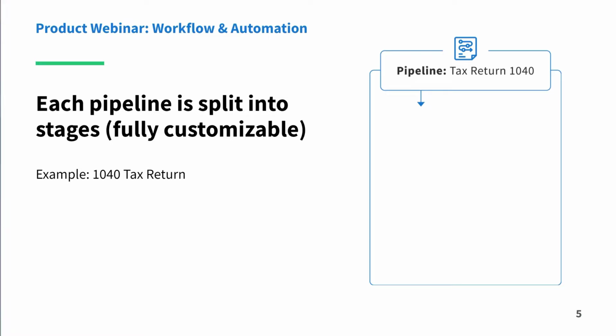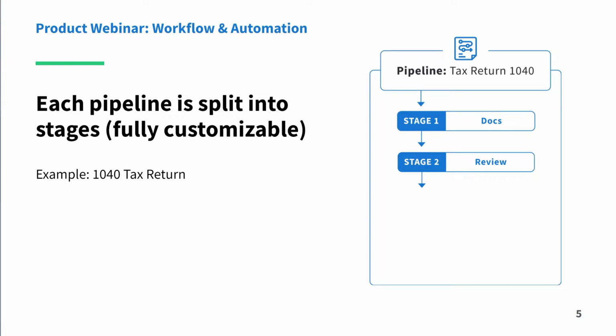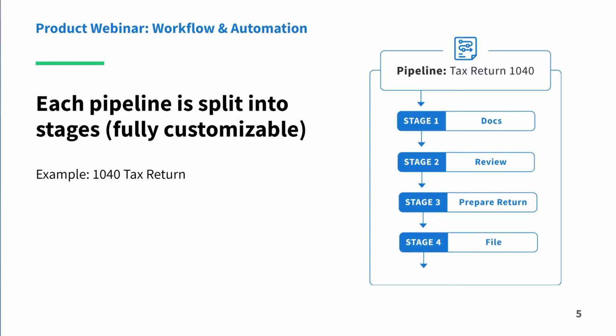As an example, let's take a 1040 tax return. You'll want to divide that large process into stages, which are fully customizable depending on what you do. In this case, let's say your stages will be document collection, team review, preparation of the returns, and of course, filing of those returns. Okay, great. We've got that all figured out here.